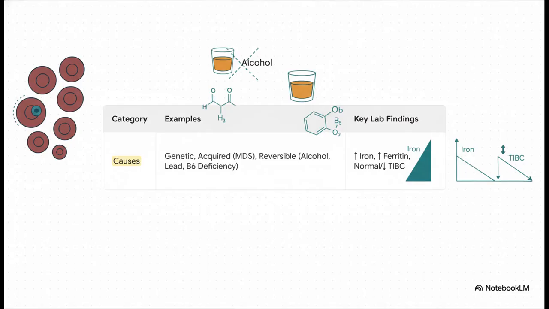sideroblasts. Sideroblastic anemia can be genetic or acquired, but the thing to really remember is that it can also be reversible. The big reversible cause to know for your exams and for the wards is alcohol abuse. But also think about lead, certain drugs like isoniazid, and vitamin B6 deficiency. And this is where the labs are the complete opposite of iron deficiency. They show iron overload. High iron, high ferritin, and a low or normal TIBC, because the body isn't looking for more iron. It knows it has plenty.